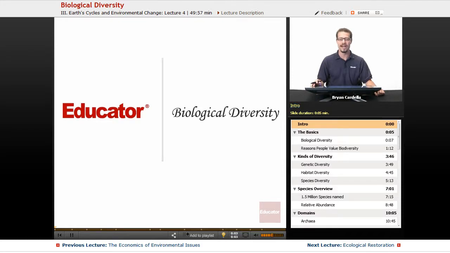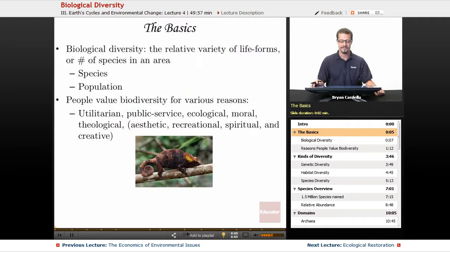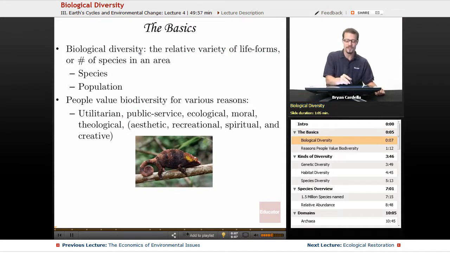This is the lesson on biological diversity. Alright, the basics. Biological diversity is the relative variety of life forms or number of species in an area. And the exact definition can vary depending on what people are talking about, and we'll get to that in a slide in a sec. Just a quick review, species versus population.